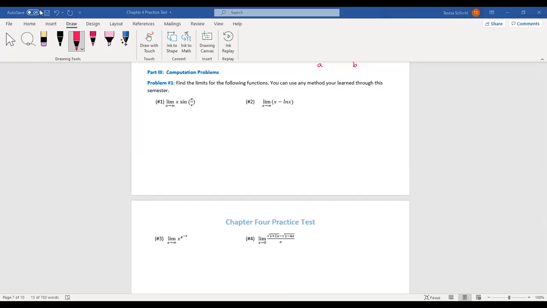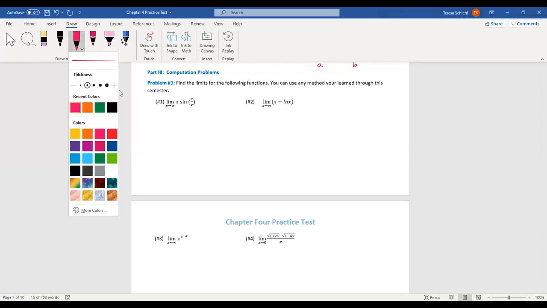Okay, so here we're going to find the limit. This is a computation part. So part 3 is here. Let's go ahead and start. Here it says you can use any methods you learned through all the lectures.